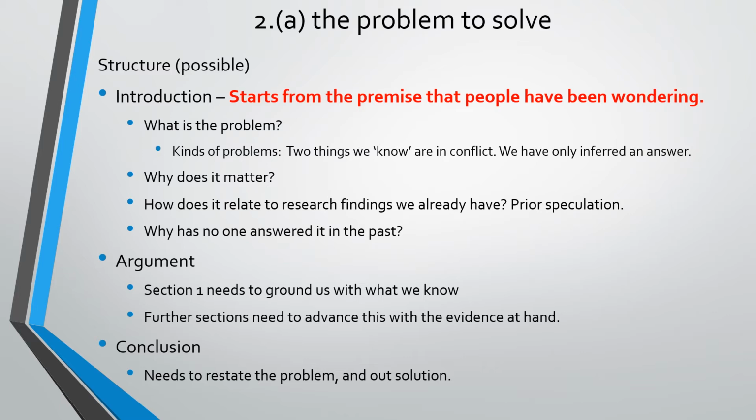In the argument, the first section needs to state clearly what we already know. It needs to ground us in what we already know. Further sections in the argument will need to advance what we know with the evidence at hand. This is where you bring your new evidence to bear, starting with the most general and ending with the most specific. And the conclusion needs to restate the problem and set out your solution.